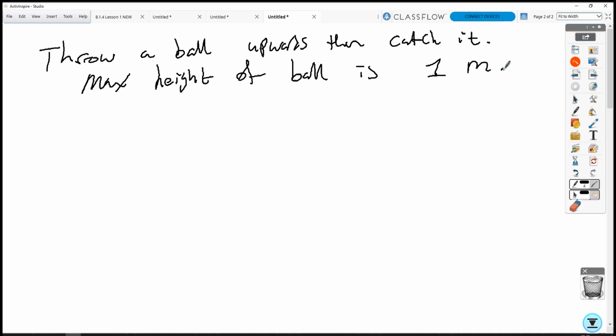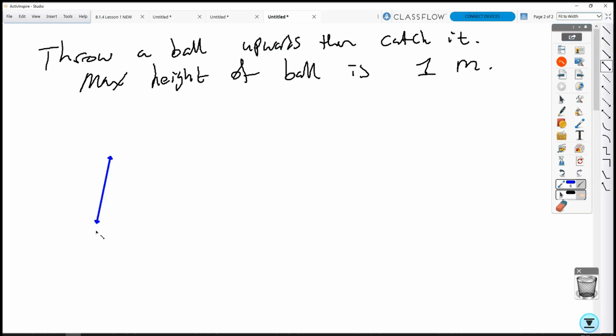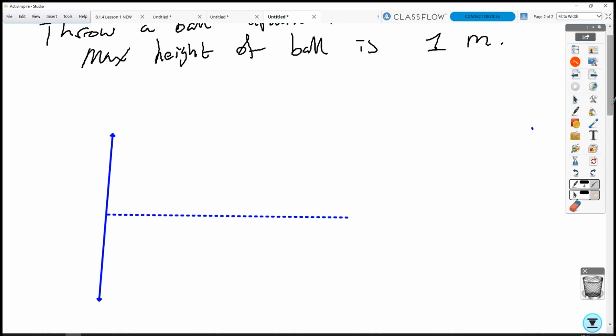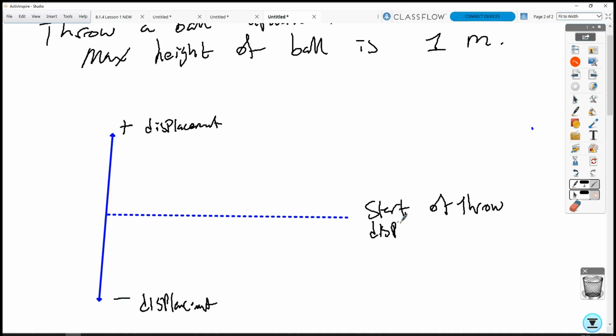We imagine this process happening as if everything lived on a graph. So start with an arrow, a double-ended arrow. At the top here, we've got positive displacement, and at the bottom, we've got negative displacement. In the middle, we've got the start of the throw, so displacement here is 0.